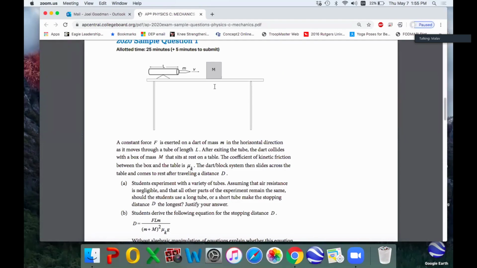Wait, so how would you justify your answer though? I already wrote it. Work equals force times distance. That's all you need to say. What else would you need to say? I don't know. If you increase the distance, you're increasing the velocity of the dart, so the further this block is going to go. I mean, I guess you could start talking about all the waste heat and everything else, but I don't think you need to.